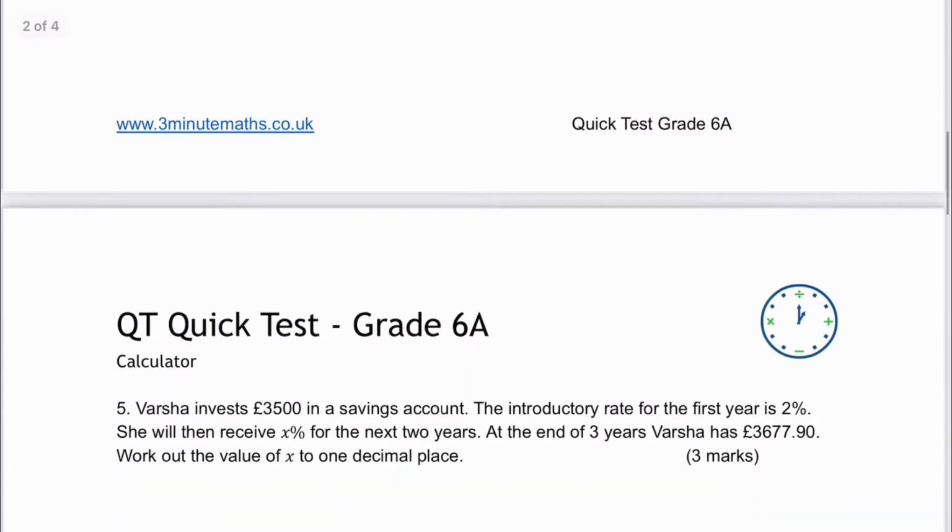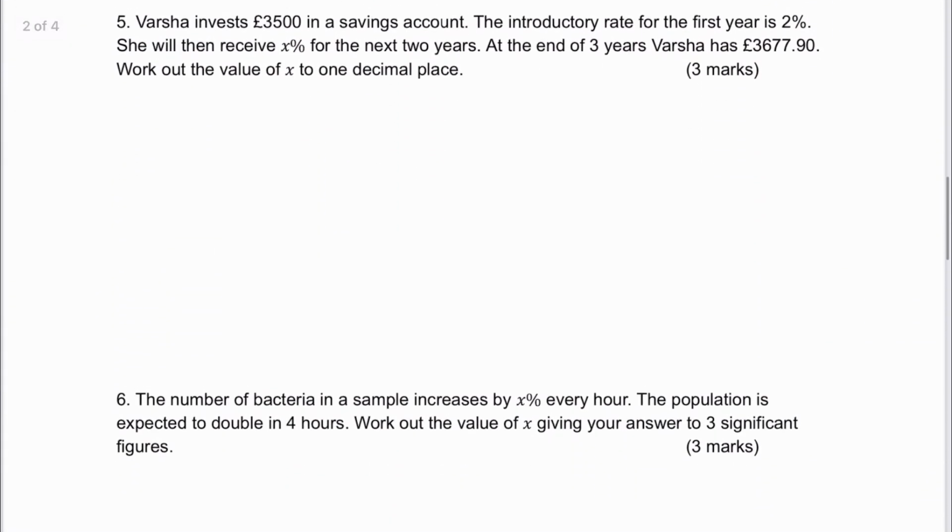Okay, so let's have a look then at number 5. So Varsha invests 3,500 in a savings account. The introductory rate for the first year is 2%. So let's just stop at that particular point and find out how much Varsha has got at the end of the first year. Okay, so the first year she's going to have 3,500 multiplied by 1.02. Remember, we've got to use the decimal equivalent of 102.